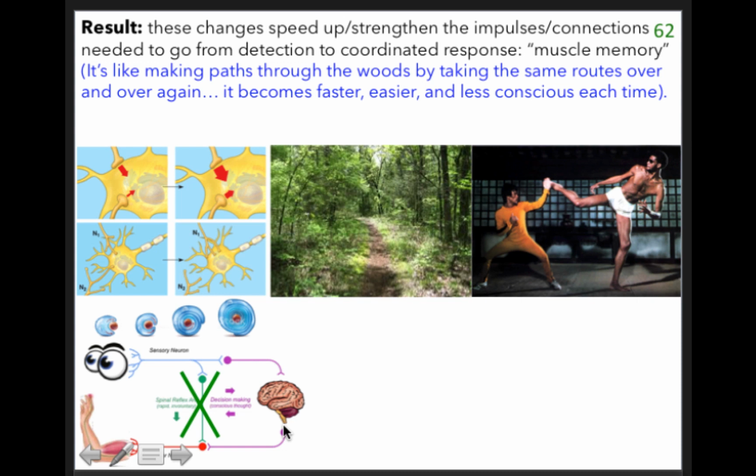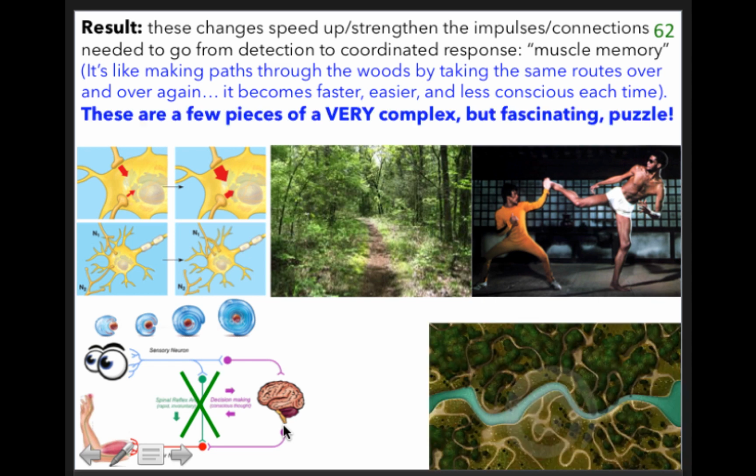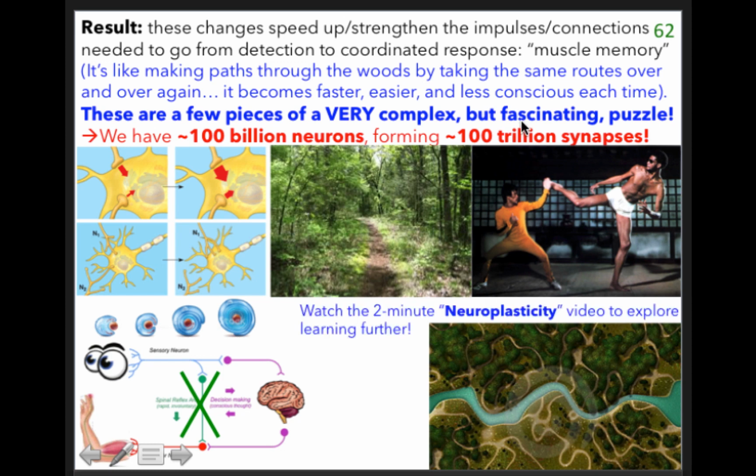But then if you think about how this might work across the number of nerve cells that we have, this is just a very small piece and a few small bits of understanding in a very, very complex and fascinating puzzle. Because if you think about it, we have around 100 billion neurons, and they're connecting to each other about 100 trillion times, so 100 trillion synapses. So yeah, what we understand from one synapse has to be extrapolated a lot for us to fully understand the nervous system.